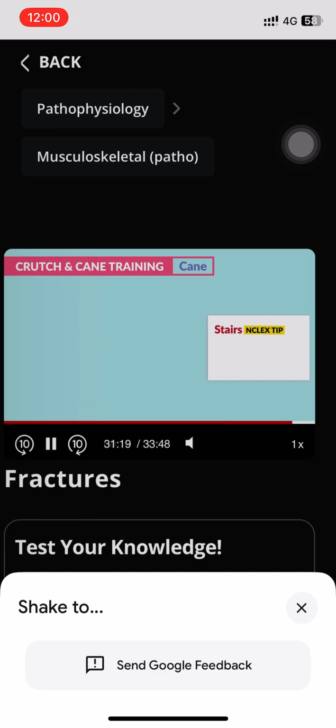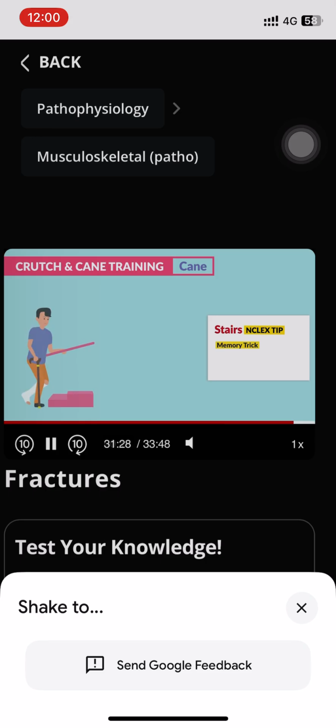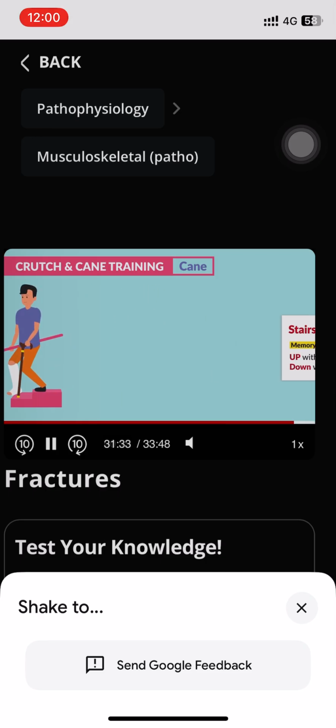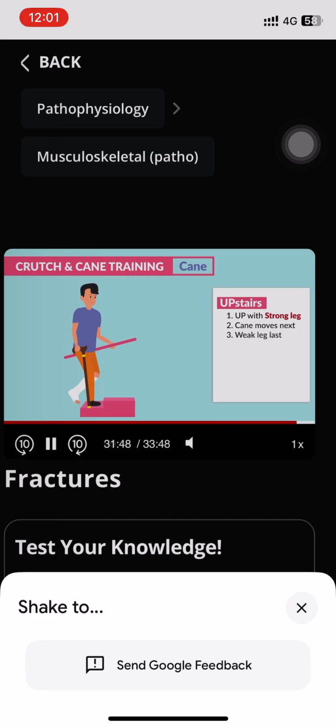So for stairs with the cane, huge NCLEX tip here. Now this is a big focus. Over 75% of students got this wrong. So once again, the memory trick we use is up with the good leg and down with the bad leg. So when going upstairs, you go up with the good leg. So number 1 is up with the strong leg. Step up first. Number 2 is the cane moves next while bearing weight on the strong leg. And number 3, move the weaker leg last.